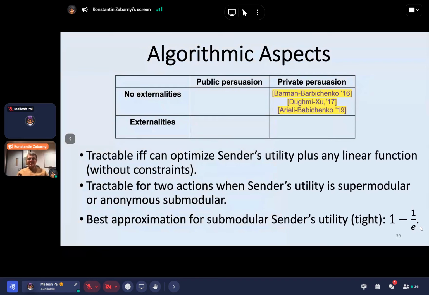And when this set function is supermodular or submodular, previous papers by Babichenko and Barman show that the persuasion is tractable. But in the general case of submodular sender's utility, it is intractable, and it is known that a 1 minus 1 over e approximation ratio is possible, and it's tight.